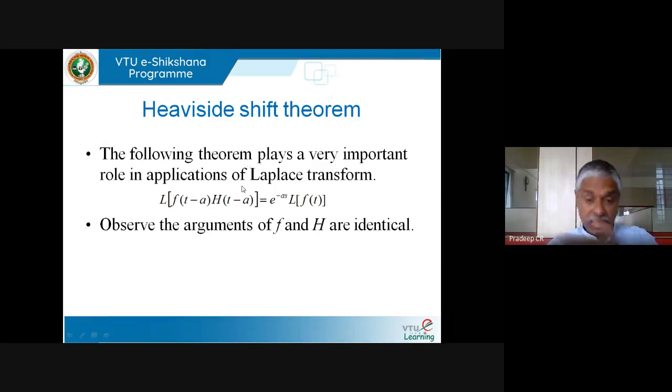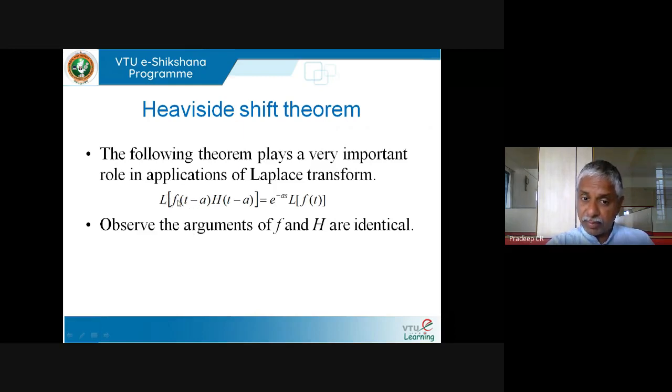This is the formula which is important for you from the examination point of view. Laplace of f(t minus a) into h(t minus a) is e power minus as times Laplace of f(t). What I wanted to observe is that the argument of f, which is t minus a, and the argument of h, which is also t minus a, must be the same. For example, if you write f(t) here and h(t minus a), this formula is not valid. Then you have to change this. We'll see how to do that. But observe this first fact.